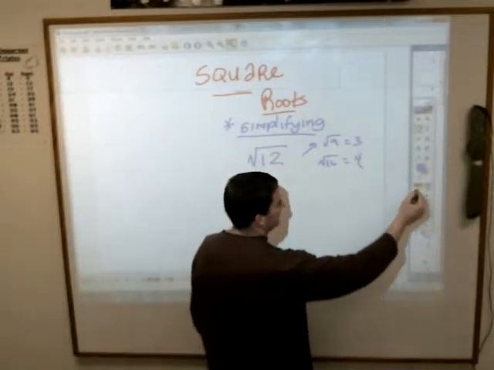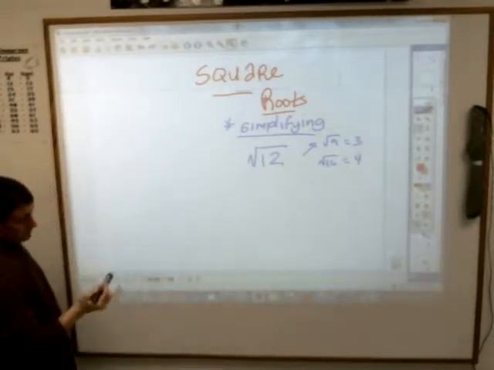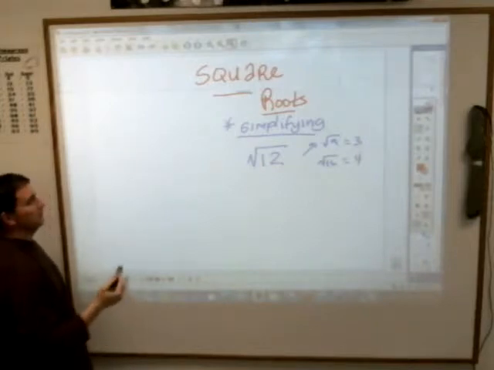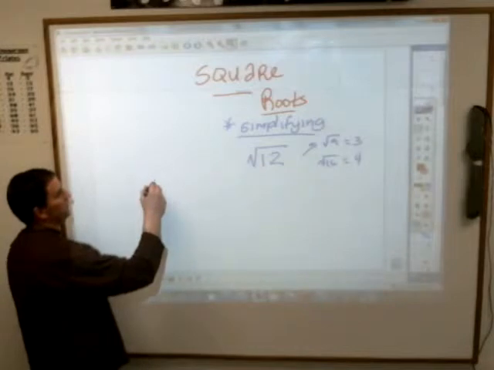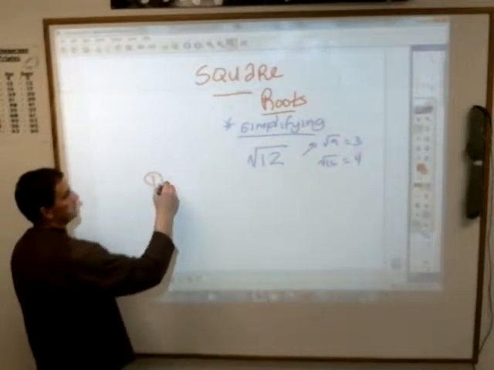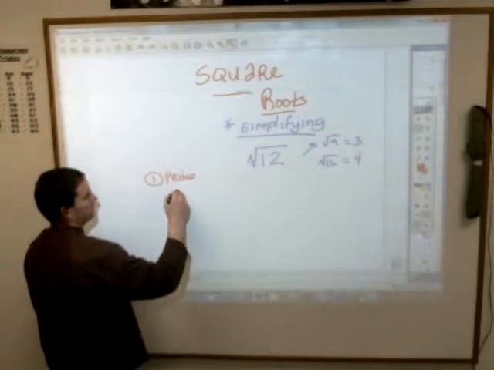Now here's how the simplification part works. And it's for those of you that are lazy, you'll probably get in trouble because you won't want to do this at all because you think you can figure it out without this. But here's the first thing you must do. The first thing you must do is to prime factorize the number.